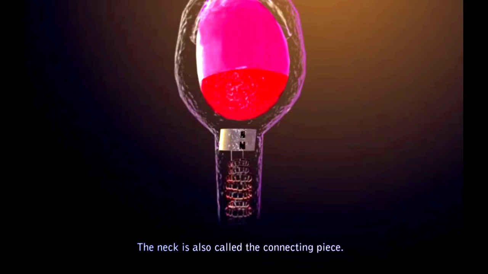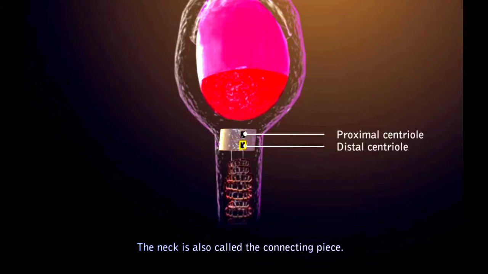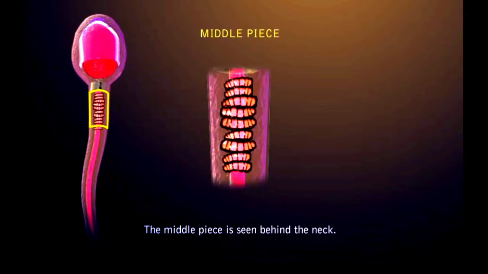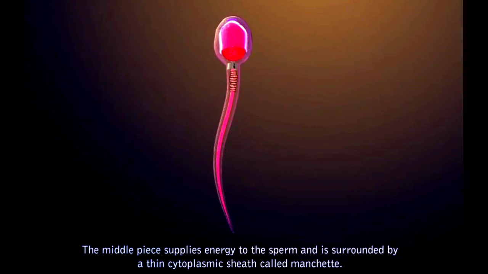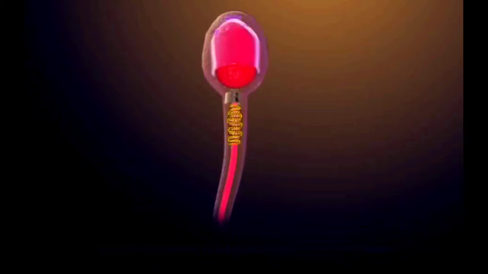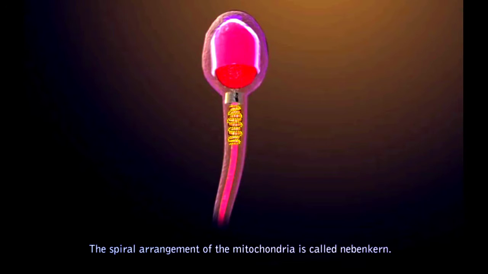This is the neck region, which is also called the connecting piece. It is made up of a proximal centriole and a distal centriole. Proximal centriole initiates the division of zygote. The middle piece is seen behind the neck region. This middle piece is made up of mitochondria. So we can say that the middle piece supplies energy to the sperm and is surrounded by a thin cytoplasmic sheath called manchette. In the middle piece, the spirally arranged mitochondria is known as Nebenkern.